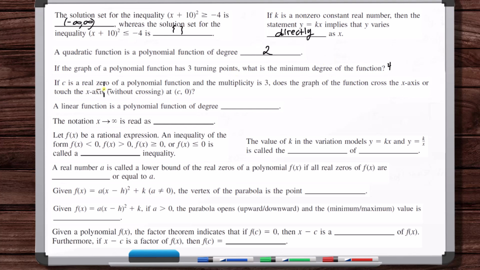If c is a real zero of a polynomial function and the multiplicity is 3, does the graph of the function cross the x-axis or touch the x-axis at c, 0? Well, it's going to cross, right? Odd multiplicity. A linear function is a polynomial of degree 1. A linear equation involves a polynomial of degree 1, a quadratic equation a polynomial of degree 2. Same with functions. The notation x arrow to infinity here is read as x approaches infinity.